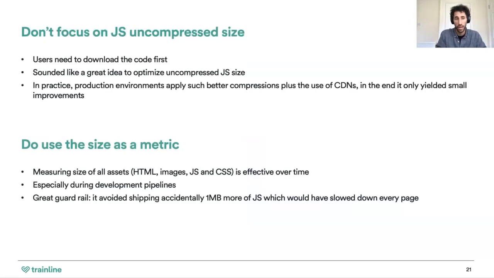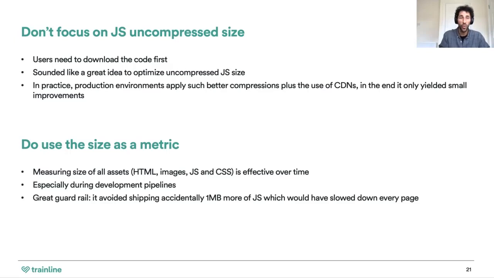Another mistake we made and learned from was focusing on the size of our uncompressed JavaScript. When we looked at it at first, it was like, we have this big load time. And obviously, on the web, users have to load the code before being able to use the web application. So it sounded like a great idea to look at the uncompressed JavaScript size, and then try to swap all those dependencies for lighter weight ones, right? And then just reduce that uncompressed size.